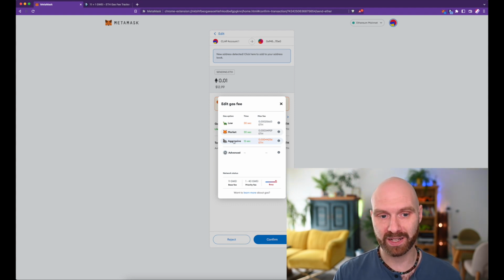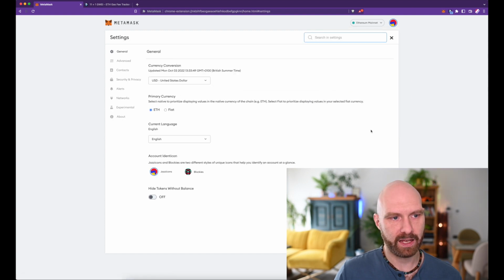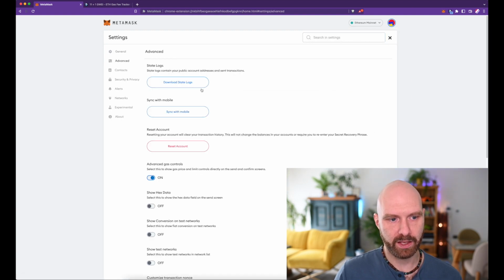That gives your transaction a bit of a push, but this may not be enough even in a relatively quiet market. If you want to push a transaction through very, very fast, you may need to pick the aggressive setting, and after that you still may need to speed it up in order for it to go through really quickly. However, there's also this advanced option here. To be able to access advanced settings, first of all you have to go to this colorful icon here at the top, go to settings. And in settings under advanced, you have an option to enable advanced gas controls. That's where you would switch it on.